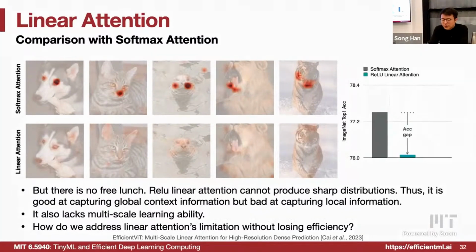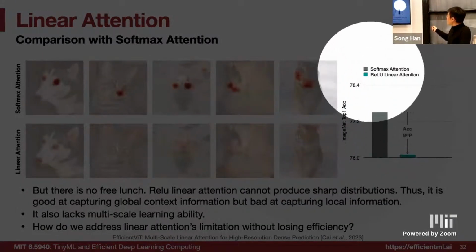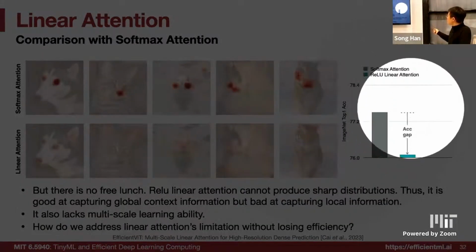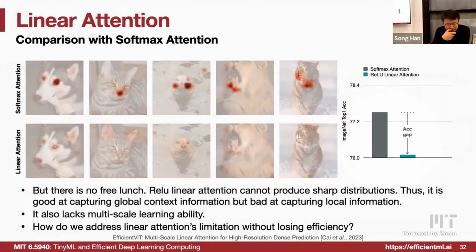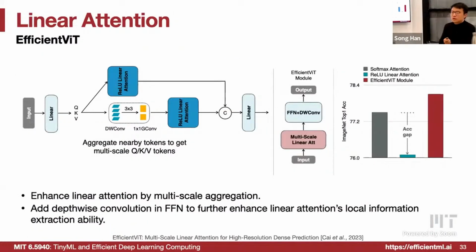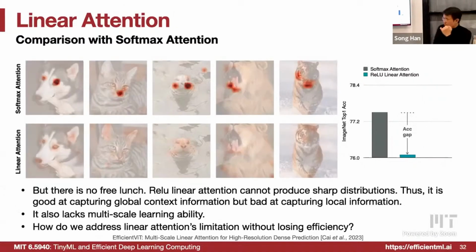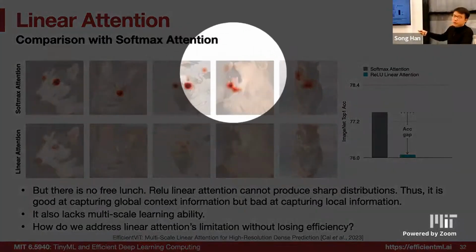So how do we deal with that? As a result, you can see there's a big accuracy gap if you replace the softmax attention with the ReLU linear attention. The top-1 accuracy dropped a lot. So how do we alleviate such limitation without losing efficiency, but can effectively handle local information extraction? Let's brainstorm what is good at extracting local information to compensate for the loss.